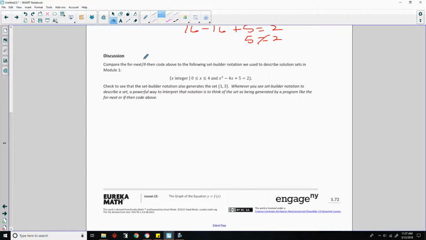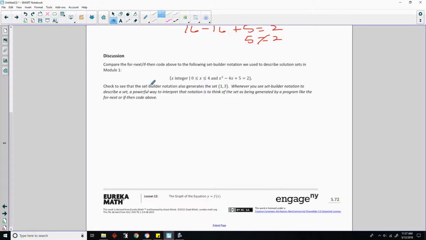Okay, discussion. Compare the for next if then code above to the following set builder notation we used to describe the solution set in Module 1. So this says the set of all x that are integers such that x is greater than or equal to 0 and less than or equal to 4, and x squared minus 4x plus 5 equals 2. So what it's saying is we're taking the set of all x integers between 0 and 4 and making a set of those that make this statement true.